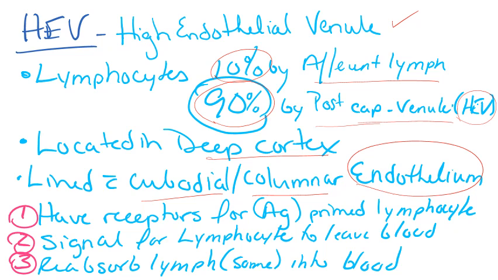They have receptors for antigen that's primed by the lymphocyte. So the lymphocyte is there waiting for its specific antigen. They signal for the lymphocyte to leave the blood if there is an infection. And they also reabsorb lymph, some of it, back into the blood to prevent fluid overload, and in cases of dehydration.